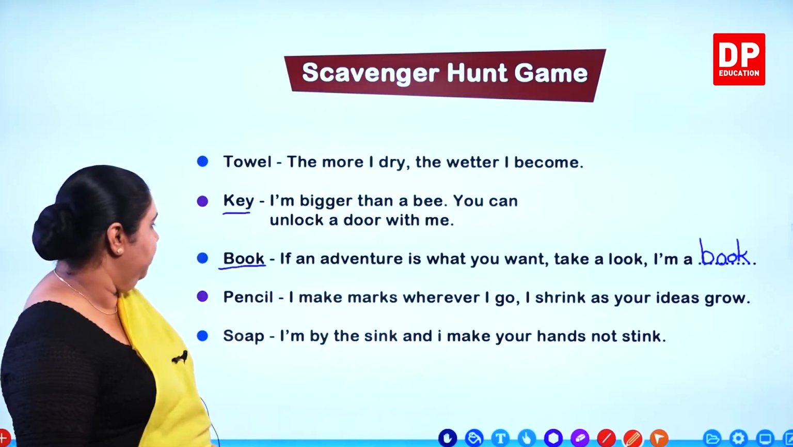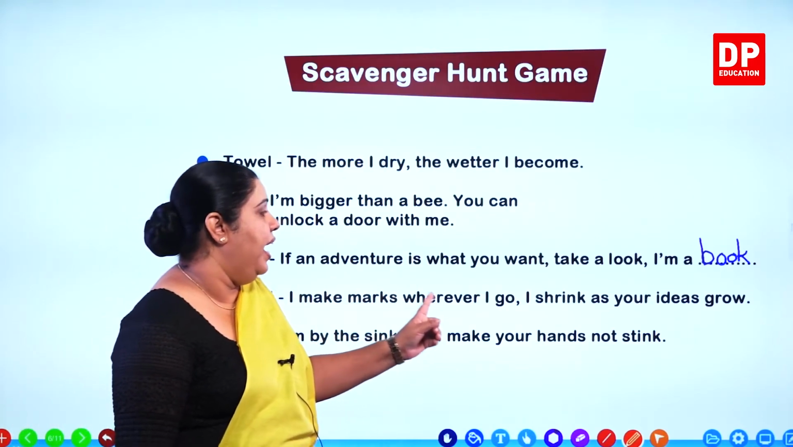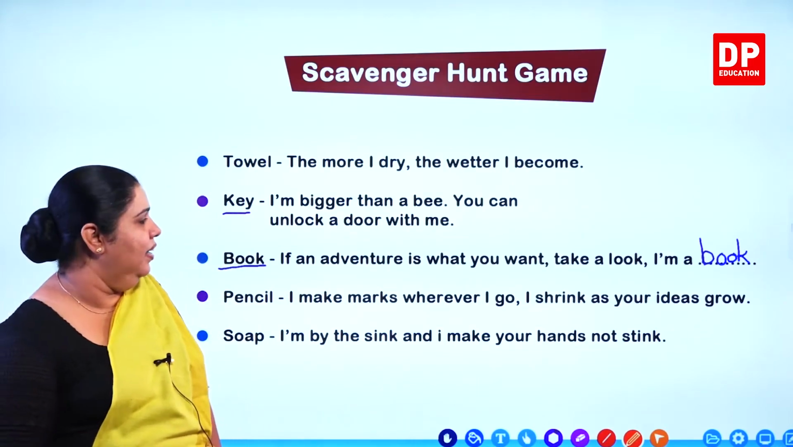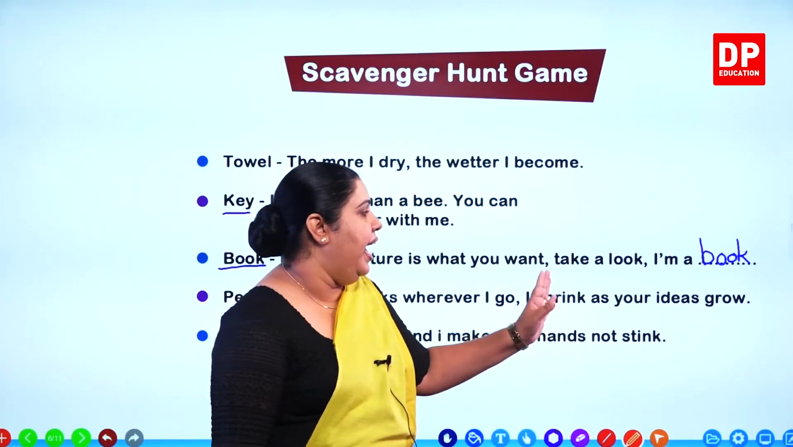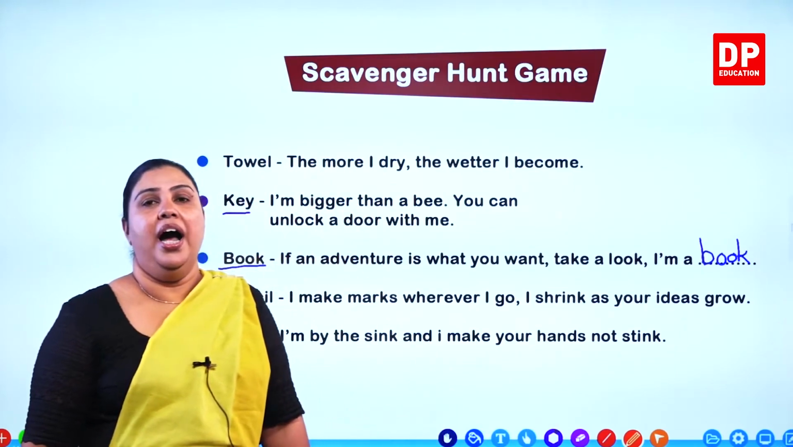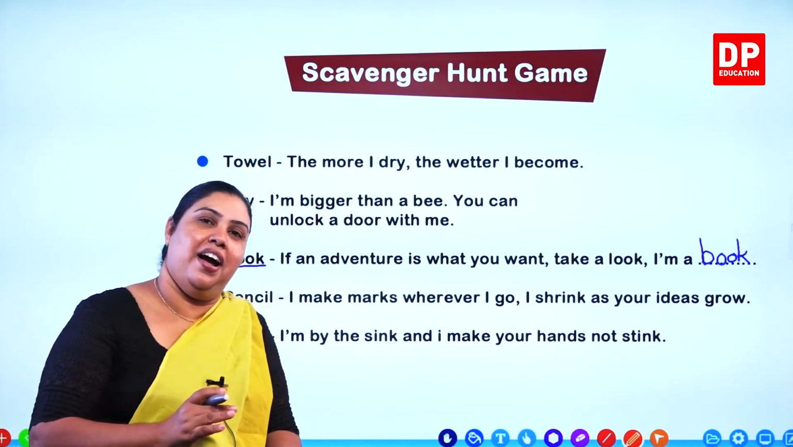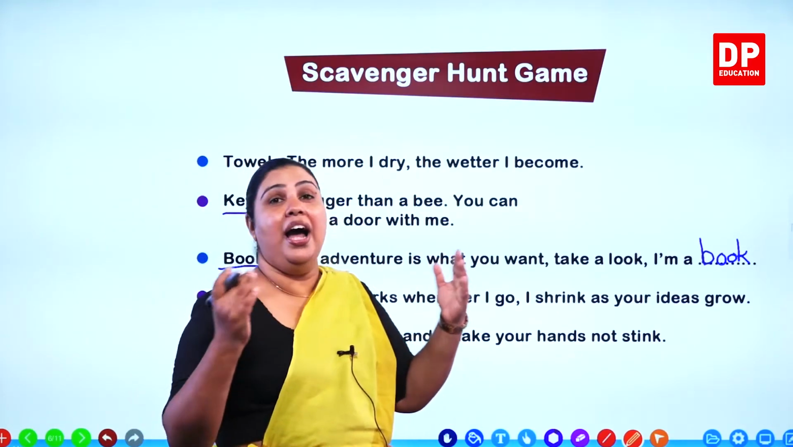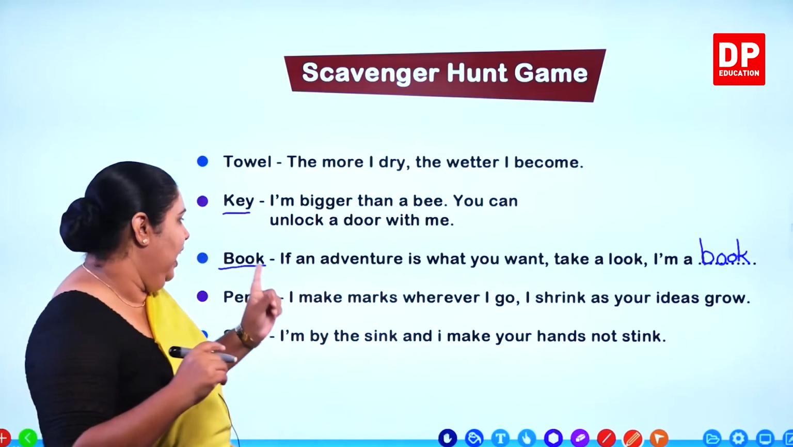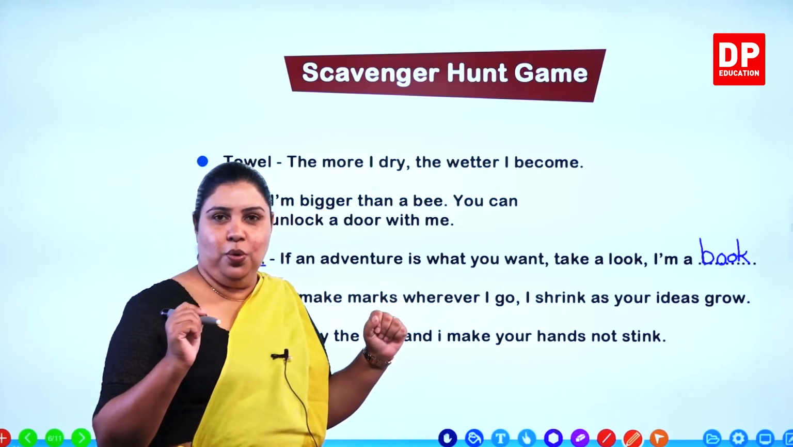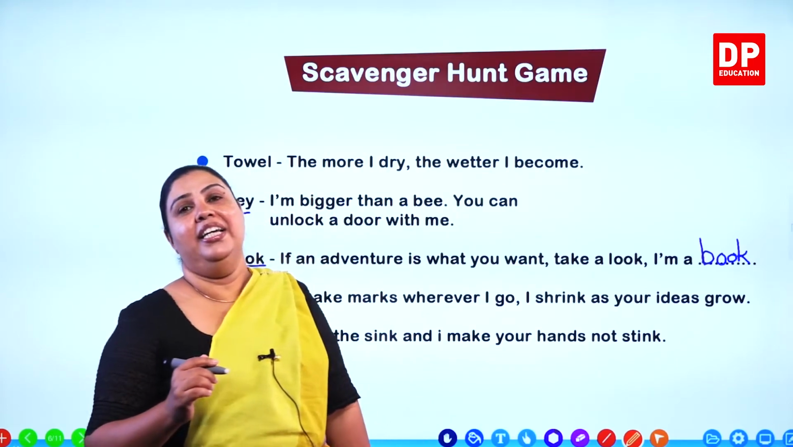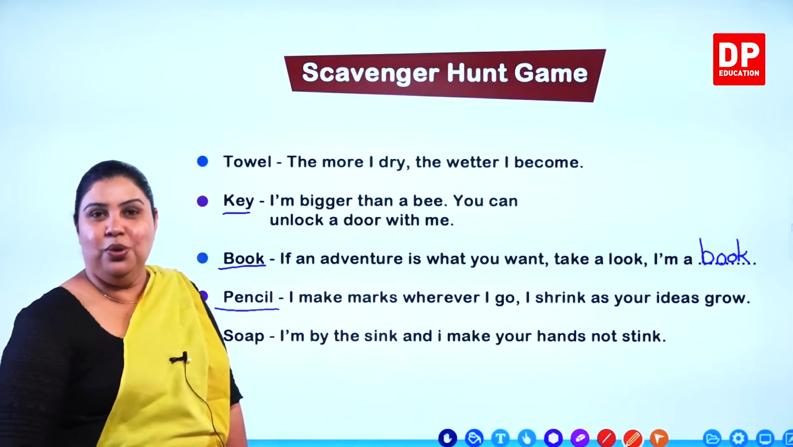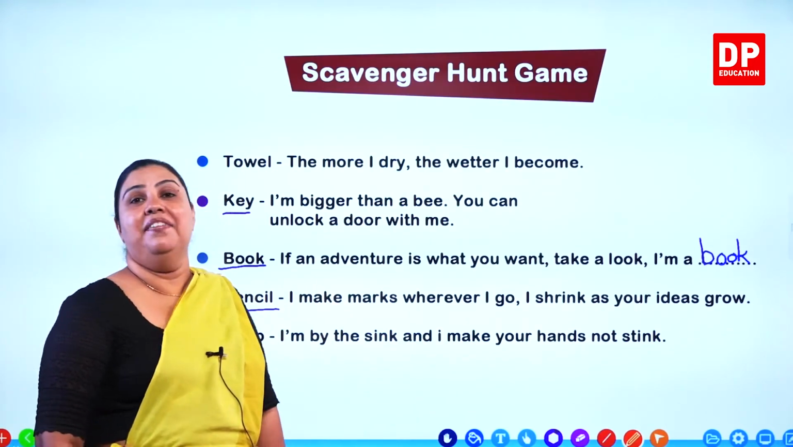Then look at this. I make marks wherever I go. I make a mark wherever I go. I shrink as your ideas grow. I shrink. I become short as your ideas increase. What do you think? I make marks wherever I go. I shrink as your ideas grow. What is it? It is a pencil.